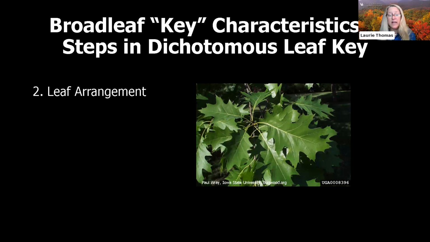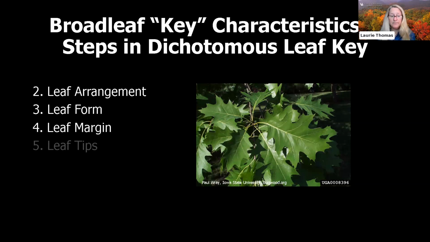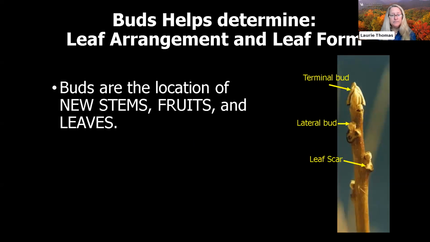And the next we're going to look at how that leaf is arranged on the stem. We're going to look at the leaf form. We're going to look at what the edges of that leaf looks like, the margin. Potentially leaf tips. Does it have bristle tips? Does it have a hair-like tip? Does it go to a point type thing? And then sometimes the base. What does the base of that leaf look like?